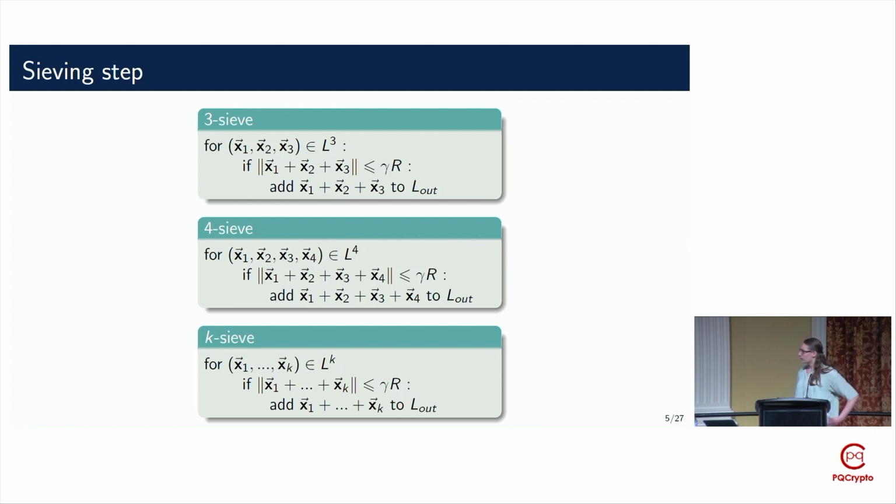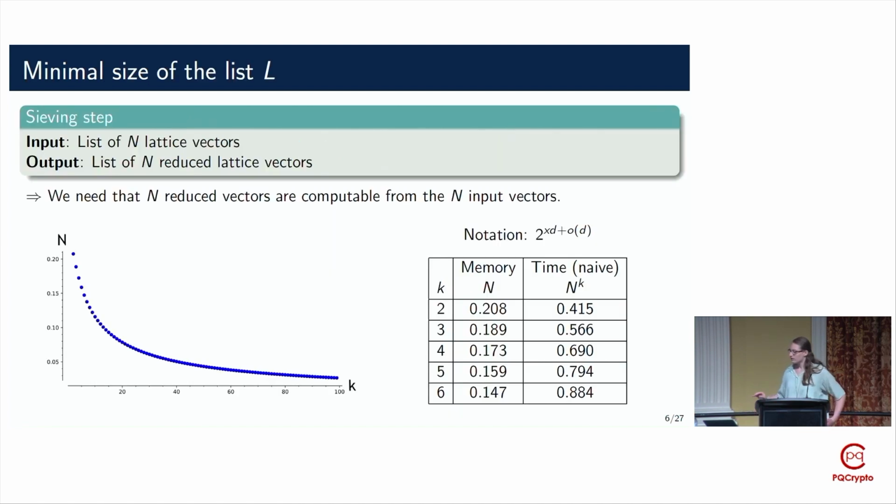So the previous algorithm was for the 2-sieve. We were searching for pairs of vectors, and we can also consider the 3-sieve, 4-sieve, or k-sieve, with k vectors summed together to find a shorter vector. And this is the reason why we consider the k-sieve.